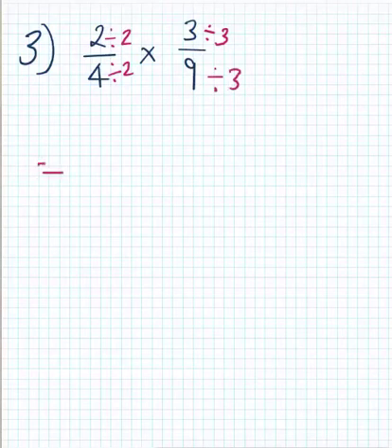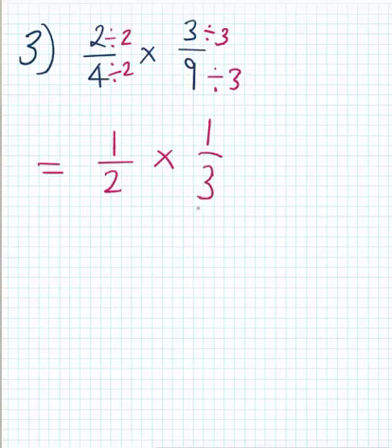Okay, and please, when you're doing this on a test or an exam, show this working out so I know you're dividing by the same number. Okay, and 2 divided by 2 is 1. 4 divided by 2 is 2. I've got a times here. 3 divided by 3 is 1. And 9 divided by 3 is 3.